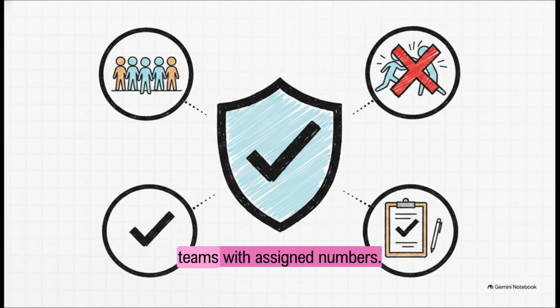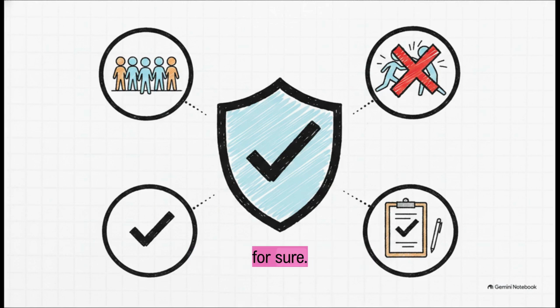Okay, before anyone steps onto the field, let's talk general rules. You need 2 equal teams with assigned numbers. Absolutely no rough physical contact. We want to avoid injuries entirely. Everyone needs to be healthy with parental consent handled, and the playing area must be safe and clearly marked. Safety first, for sure.